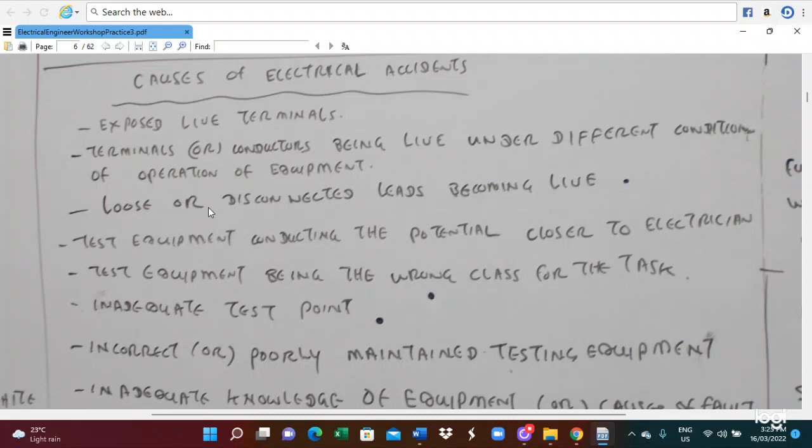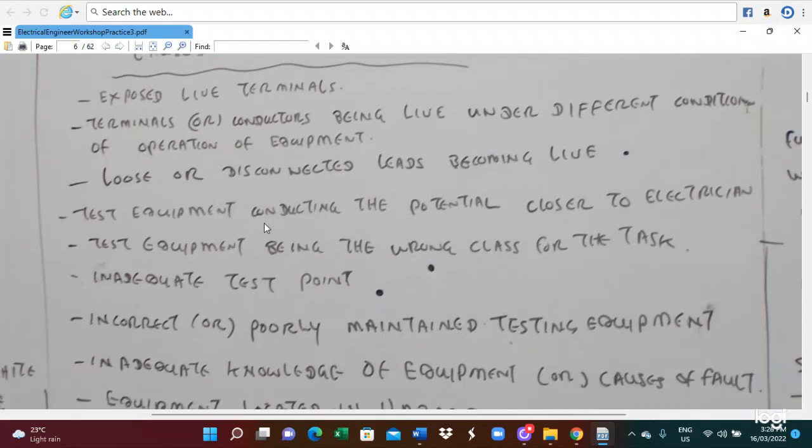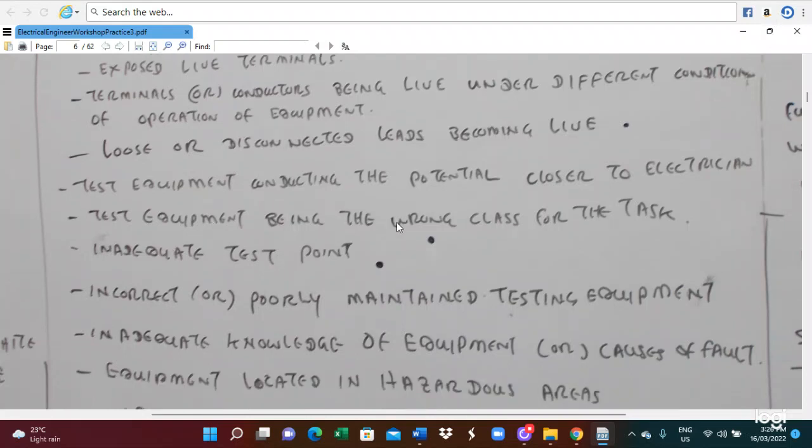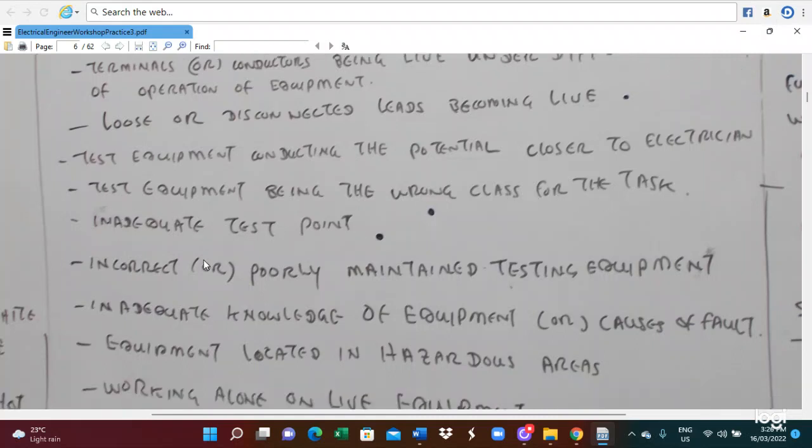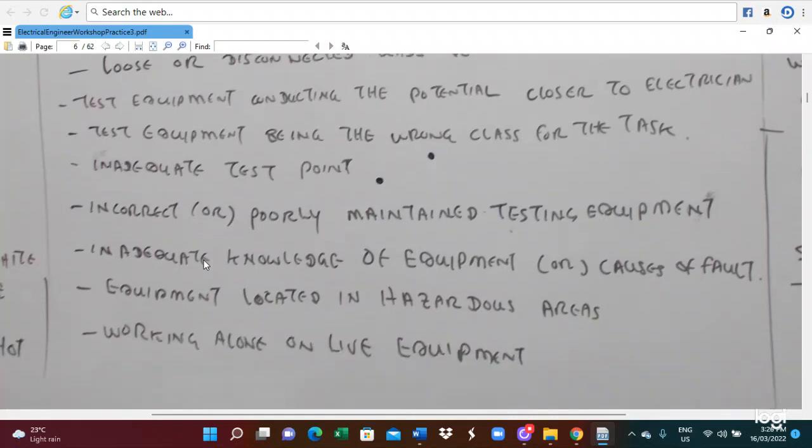Also, a terminal or conductor being live under different conditions or during operation of the equipment, loose or disconnected leads becoming alive, and test equipment conducting potential close to the electrician, or test equipment being the wrong class for the task and inadequate for the test work. This is also an important aspect. Incorrect or poorly made testing equipment causes electrical short circuits, and inadequate knowledge of the equipment is also a cause of faults.